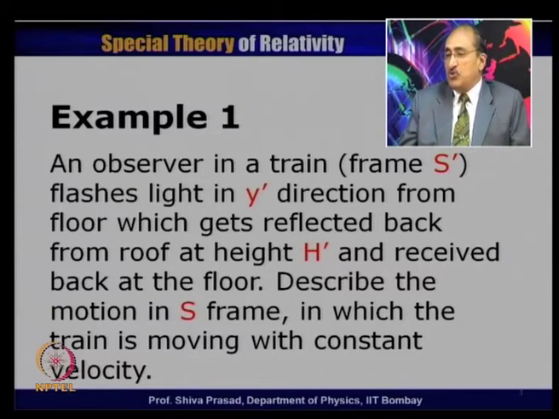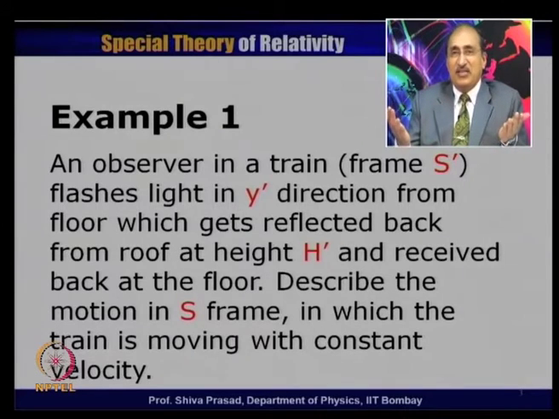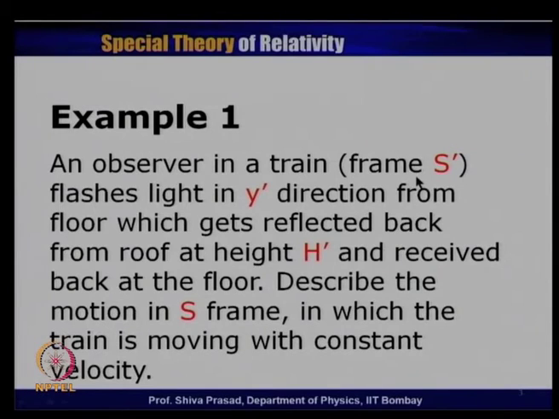Now, what we have to do is to describe the motion in the S frame, which I am calling the ground frame, or the frame in which this particular train is moving. And we assume, of course, the train is moving with a constant velocity, because we are always in the realm of the special theory of relativity. So, in our case, the velocities are always assumed to be constant. So, this is not really a problem, but a way of explaining various concepts once more with a slightly different type of example.